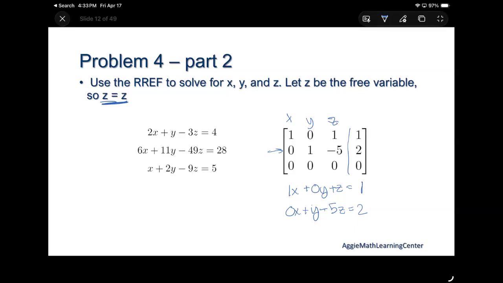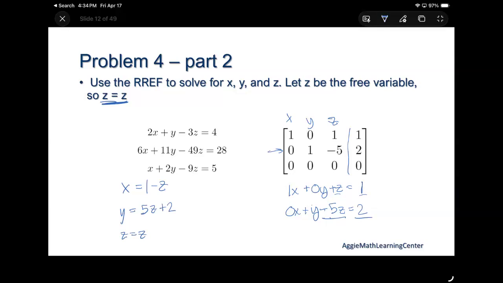So we can just solve for x in terms of z. I'm going to write it over here, x, and then I'll subtract z from both sides. So x is equal to 1 minus z. And then I'll add 5z to both sides, so y has to be equal to 5z plus 2. And because I've identified that it's a dependent system, I don't have enough information to determine what z has to be. We'll let z be equal to itself.